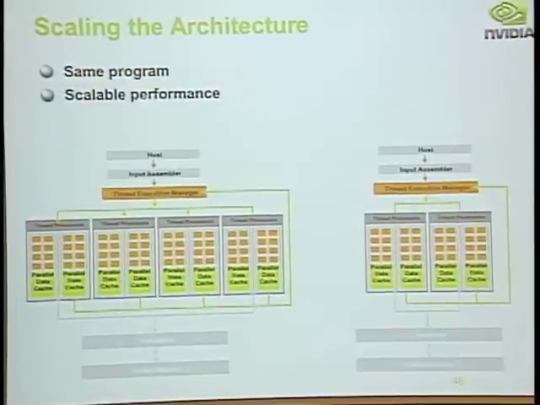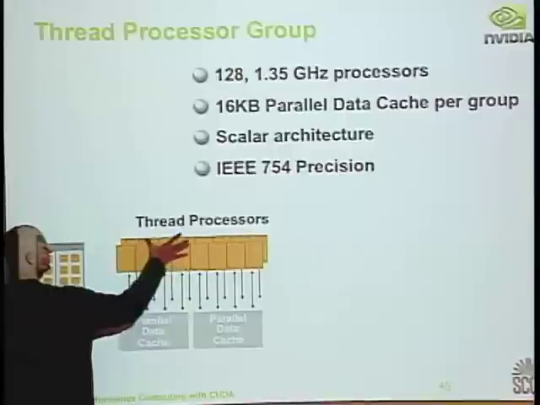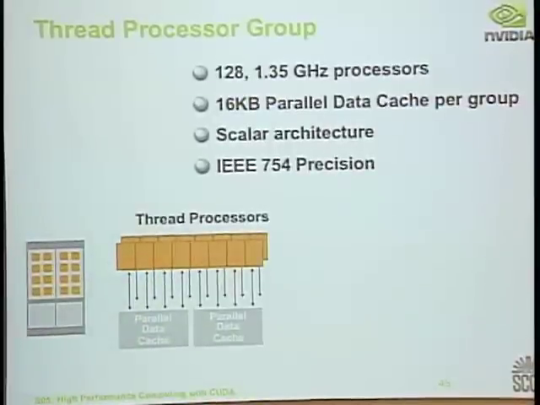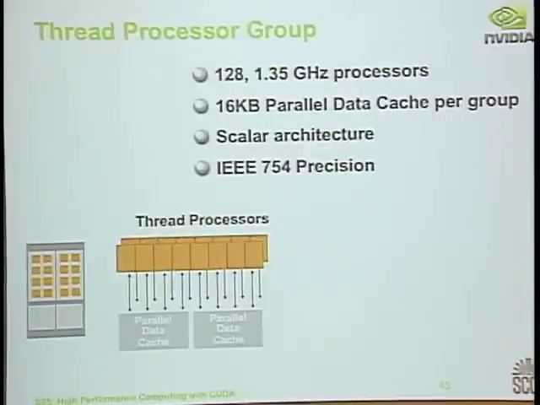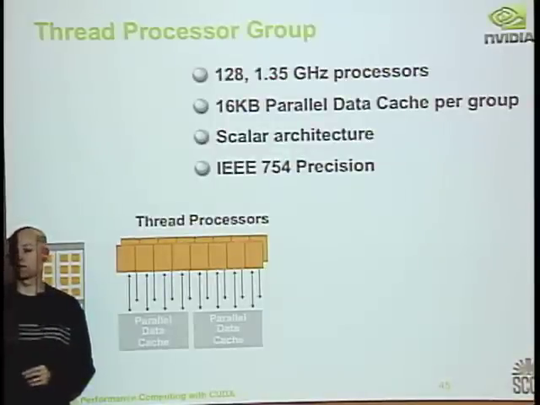Okay. The other cool thing is what's actually in this. Okay, so we'll go back one. There are 8 thread processors per multiprocessor. And we throw a block of 512 threads at a multiprocessor. So we've got 8 thread processors to run 512 threads. That means that we can have more than one thread per thread processor.